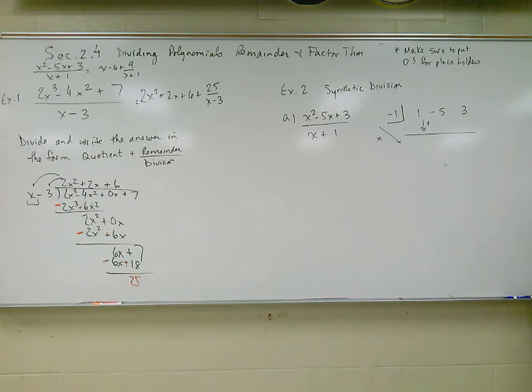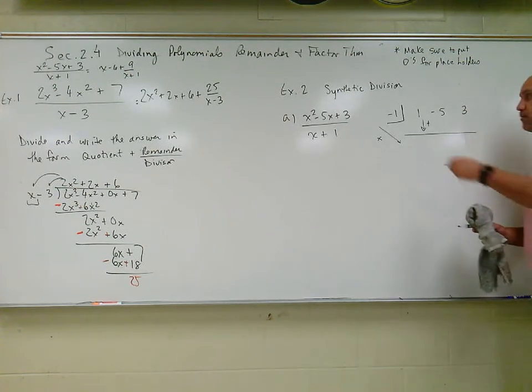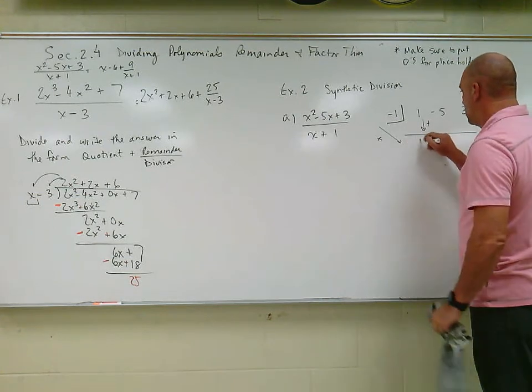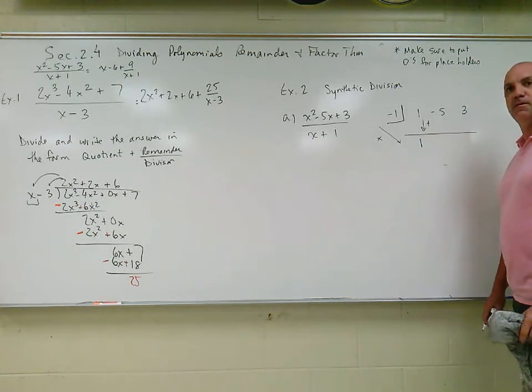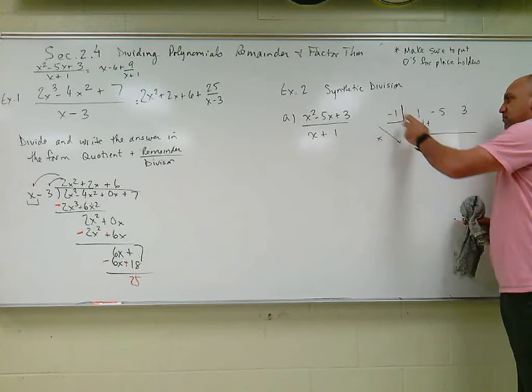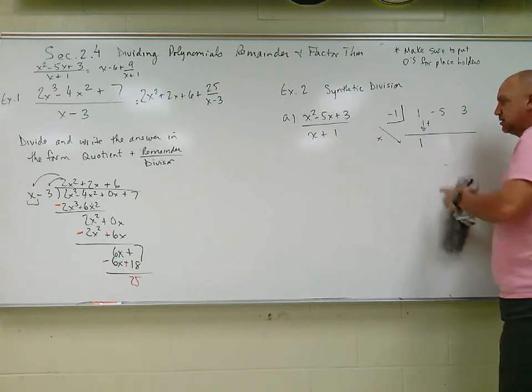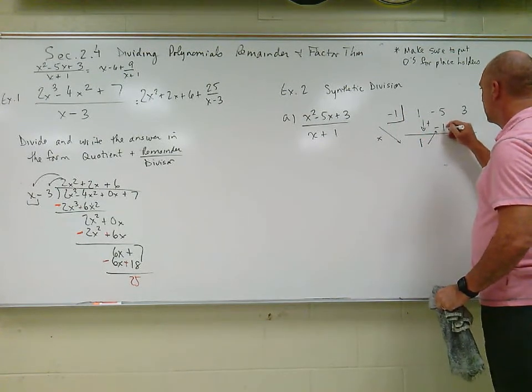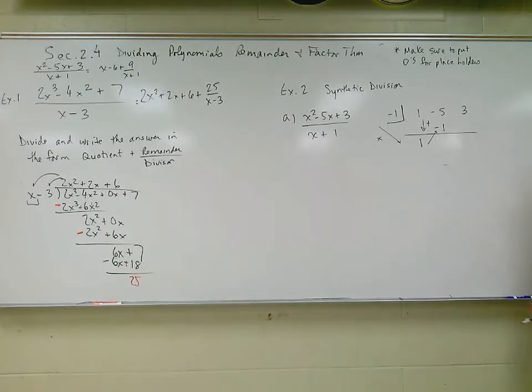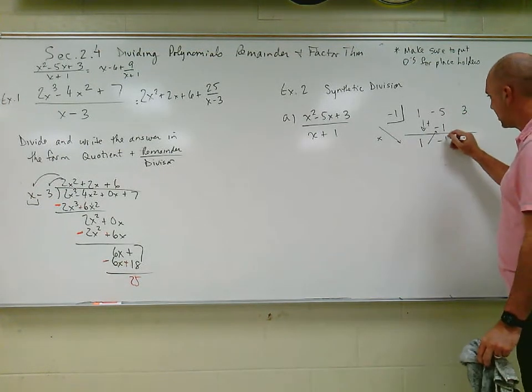Have you guys had synthetic division before? What's the first thing you do? Forever ago. We drop down. Yeah, the first thing you do is you drop down. 1 and nothing, 1. And then you multiply. Negative 1 times 1 is negative 1, and that goes here. Then you add, very good. So vertically you add, that's negative 6.